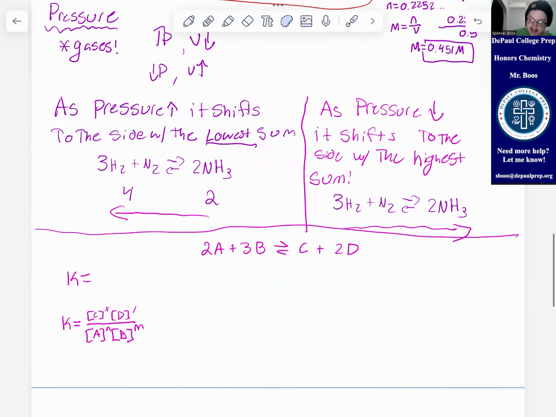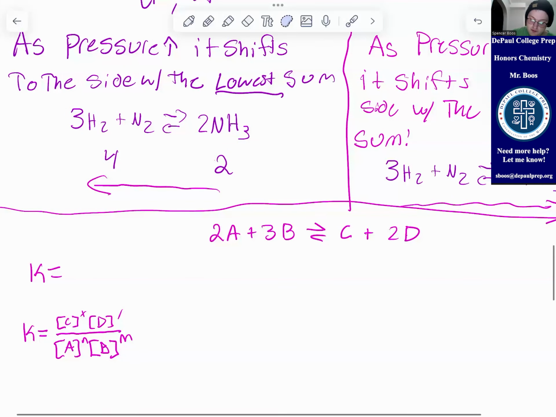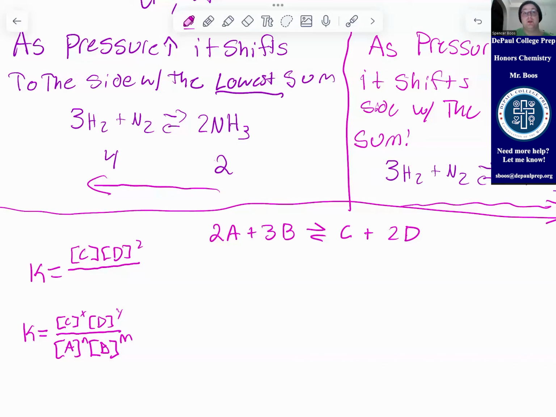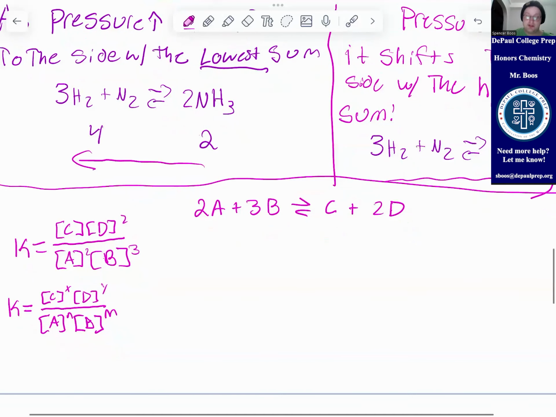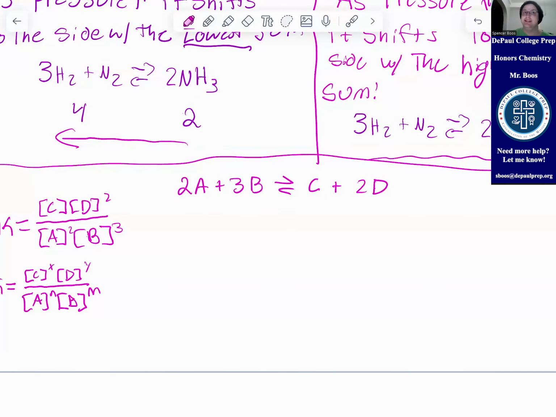So we have K is equal to the bracket C, bracket D squared, because of course D has a coefficient of 2, over 2A squared, and then C, and then B with a cubed. Okay. So let's say you are provided with these molarities.